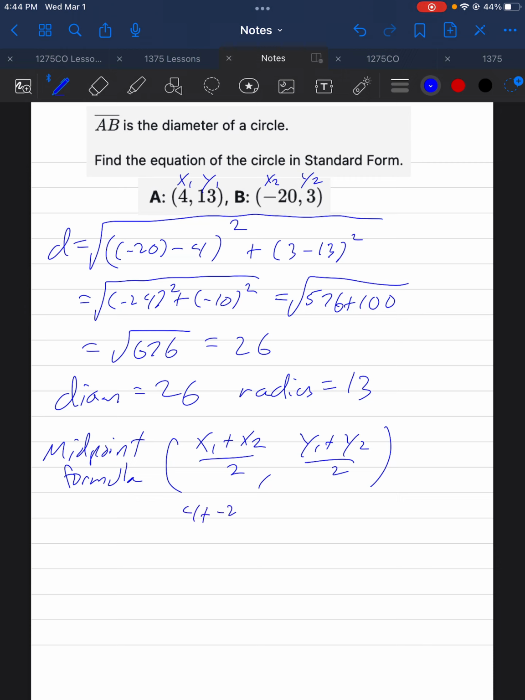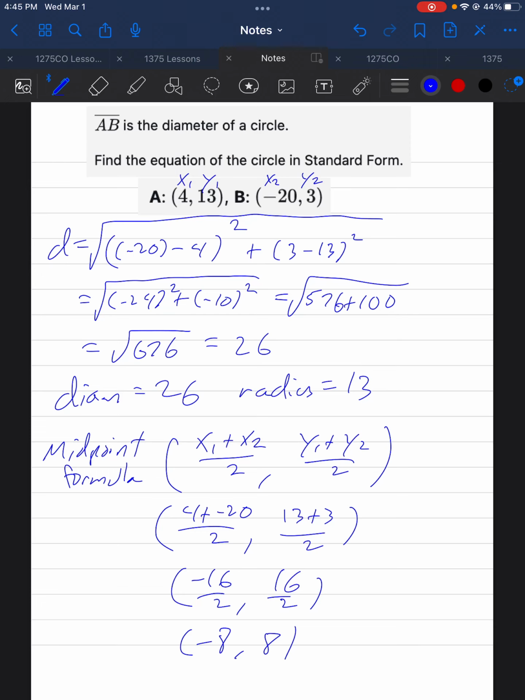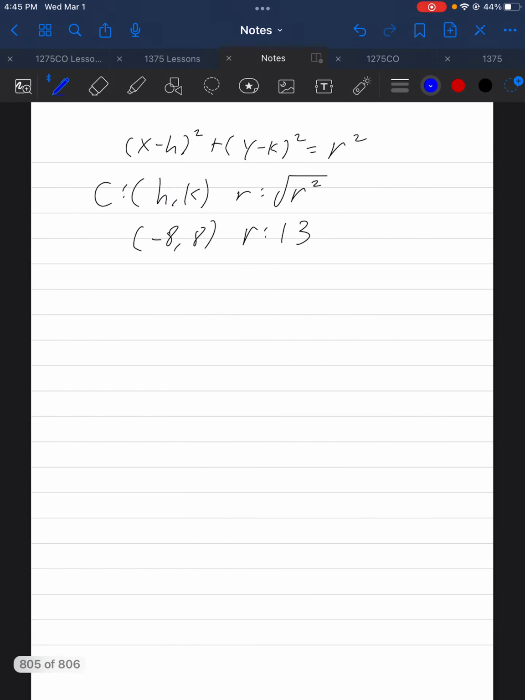That's going to be 4 plus negative 20 divided by 2, comma, 13 plus 3 divided by 2. So that's going to be negative 16 over 2, and positive 16 over 2 as our x and y values. Negative 8, positive 8 is the center of the circle. So remember, our equation of a circle, x minus h squared plus y minus k squared equals r squared. This means that the center of the circle is equal to h comma k, and the radius of the circle is equal to the square root of that number.